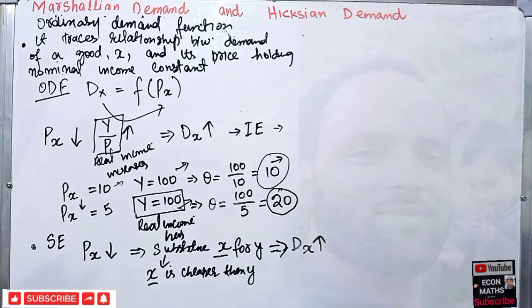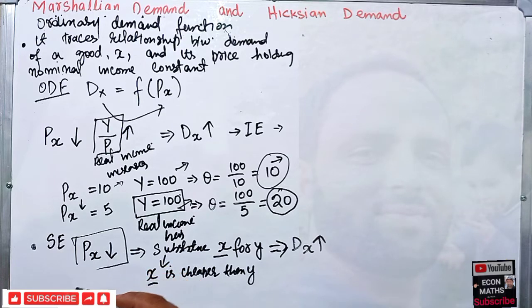So this is the substitution effect. The price effect in the ordinary demand function is composed of the substitution effect and also the income effect. This is the main essence of the Marshallian demand function. So the substitution effect, you can easily comprehend this.